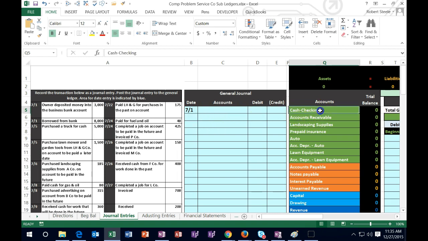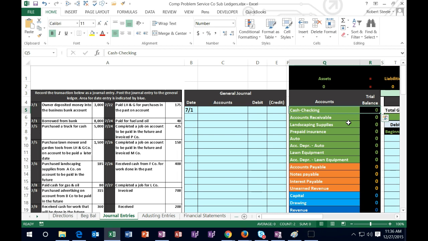So first question, is cash affected? Cash is going to be affected most of the time. That's why we're going to ask it first. Or it's going to be affected more times than any other account, and we're going to know how to use cash more quickly for that reason. So is cash affected? Yeah, we put money into the checking account. Did cash go up or down? It's going up because we put money into the checking account.